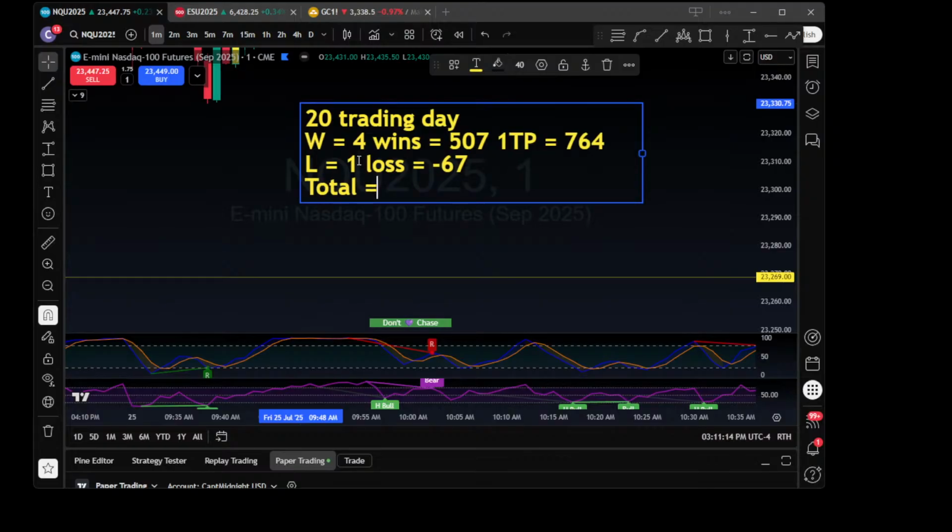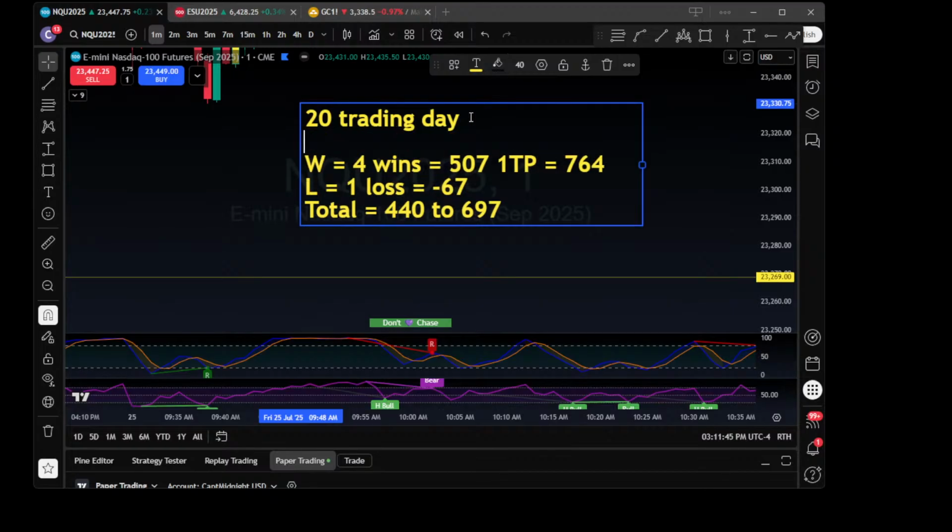Total: 507 minus 67, 440. To 764 minus 67, 697. So just playing this, which was a very, very bad month. I mean, how many total trades? Total equals 5. That's horrible. It's usually way more than that.